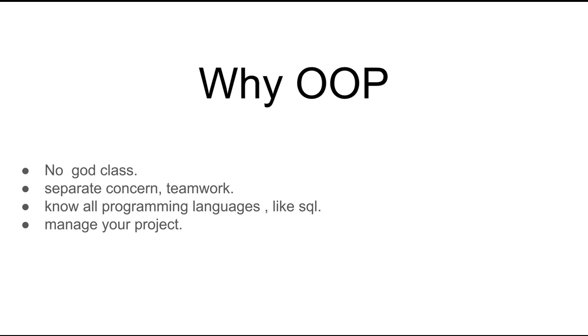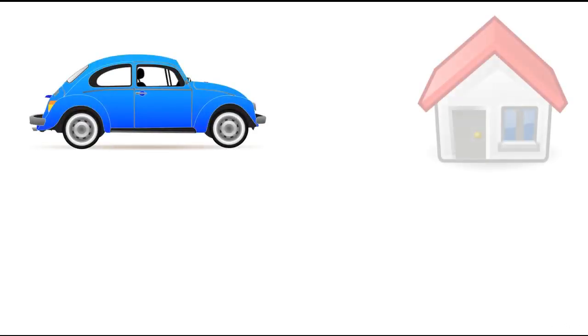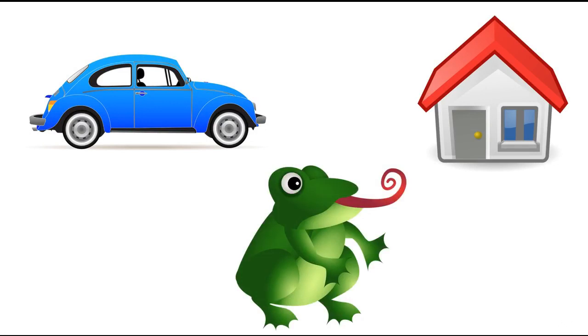So how does object-oriented programming work? Object-oriented programming means you treat everything as an object. Let me give you an example. A car is an object, and also a home is an object, and an animal is an object. Every one of these objects has specific properties and specific methods. Let me tell you about the car.